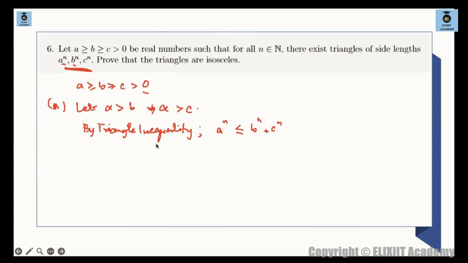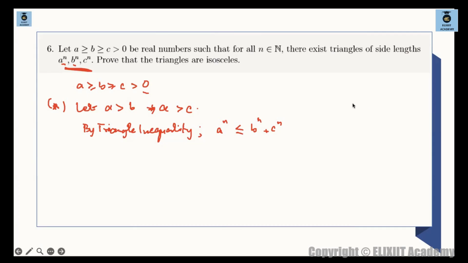Now the thing is, you can see one thing very clearly. Here, what we have considered is A is more than B, right? A is more than B, and also these are positive numbers. A is more than B and these are positive numbers.